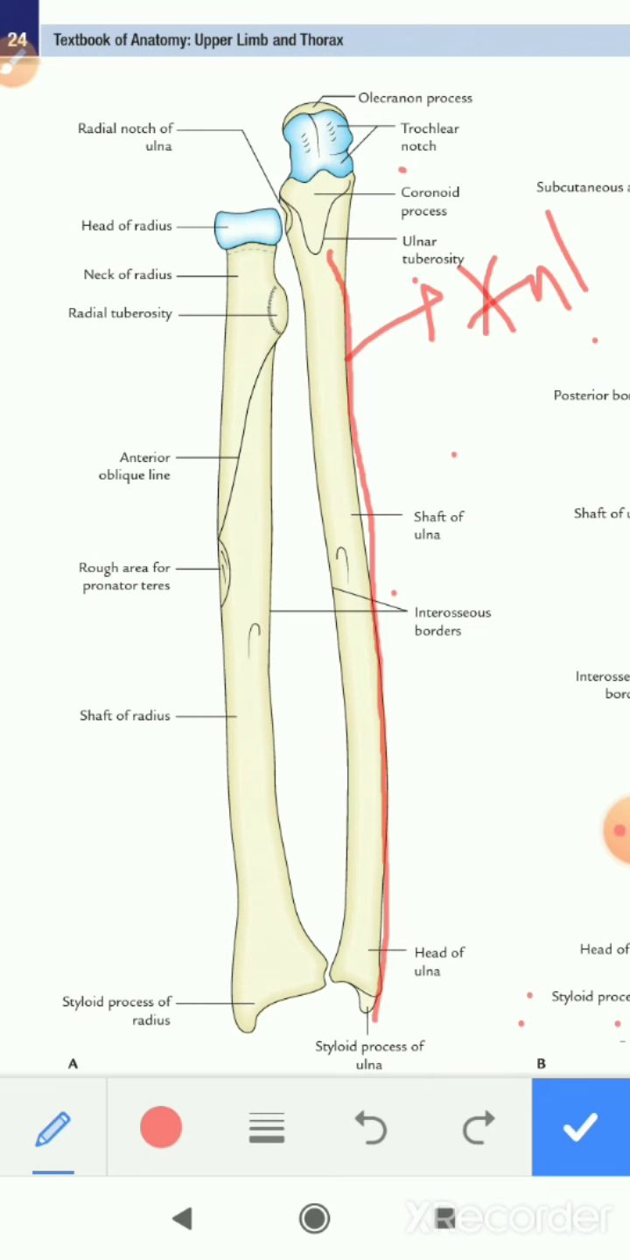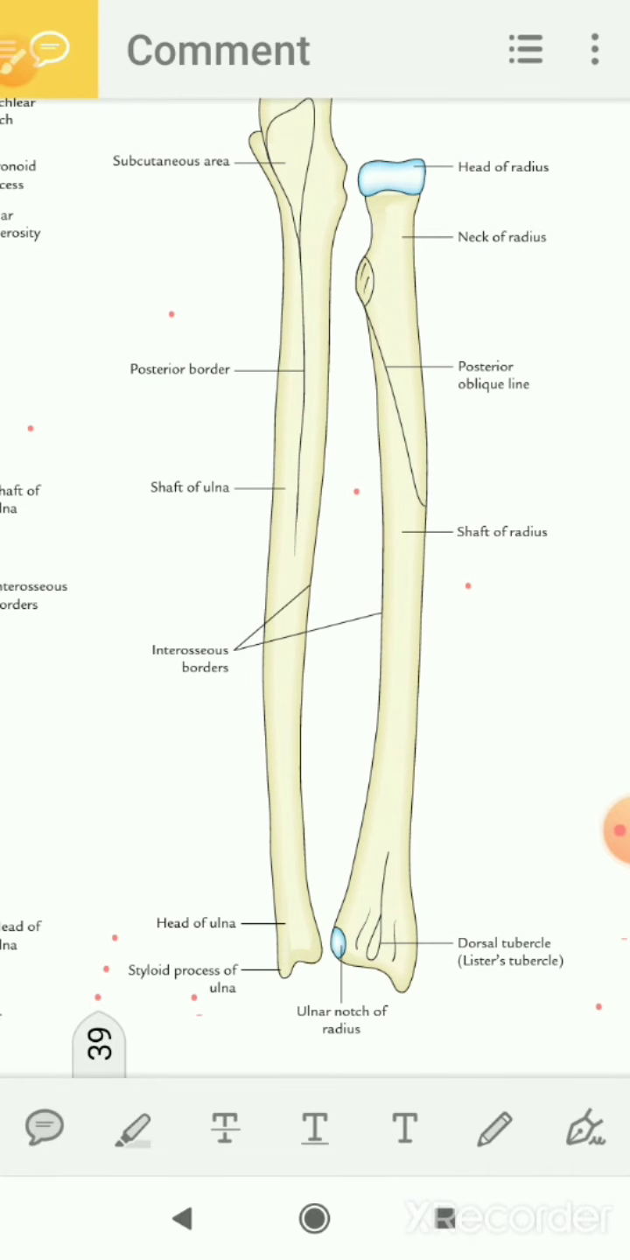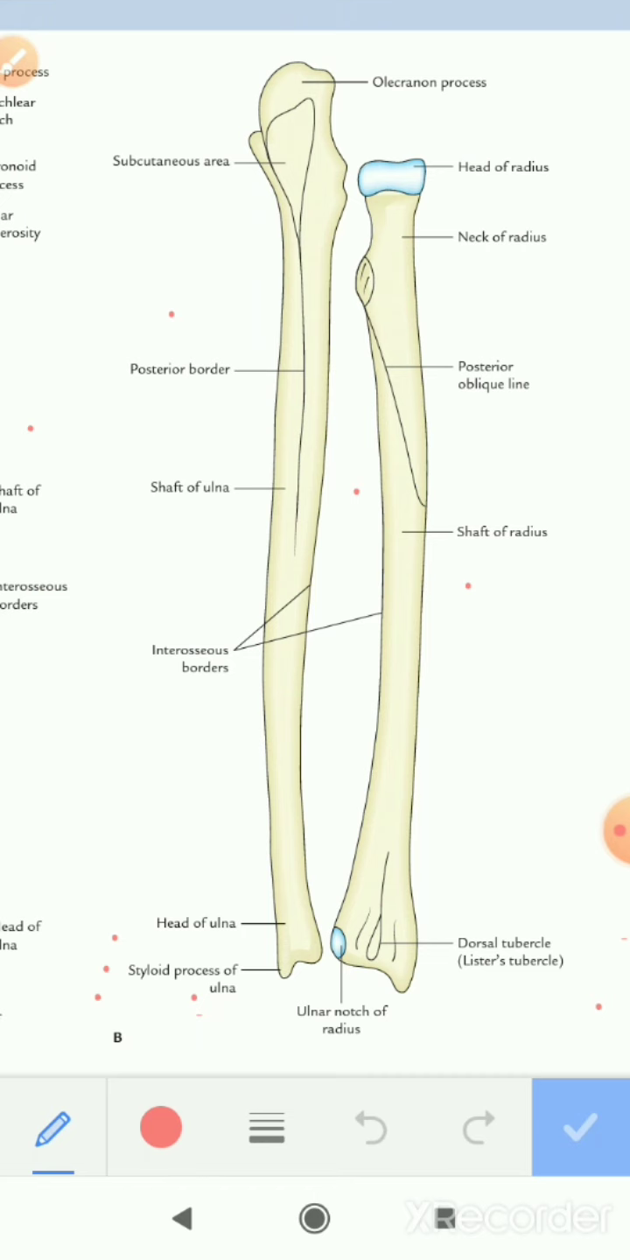Then come to the posterior border. It starts from the apex of the triangular subcutaneous area on the back of the ulnar process and ends at the styloid process. So it starts from the apex of this subcutaneous triangular area, then it goes downwards and it ends at the styloid process of the ulna. So this is the posterior border.